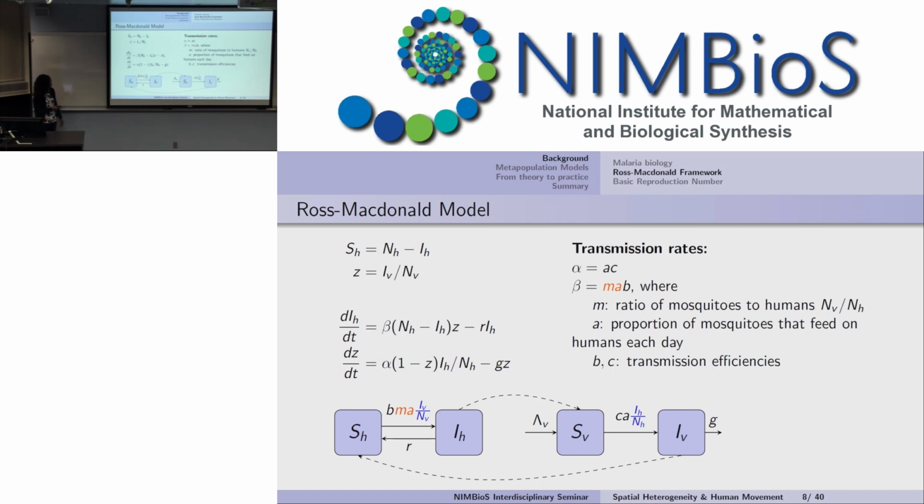We can also group together some of our parameters. So now I can define the transmission rate from human to mosquito by alpha, and beta represents the transmission from mosquito to human. Again, this quantity M is going to become important later on. M is the ratio of mosquitoes to humans, so the total mosquito population divided by the total human population.